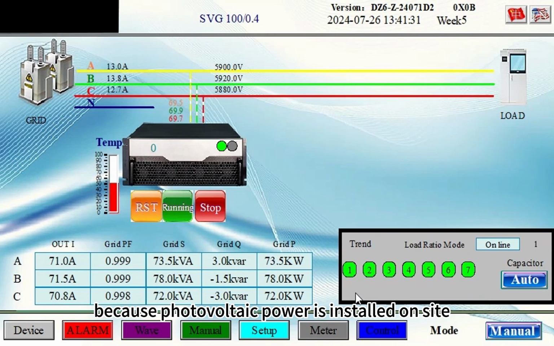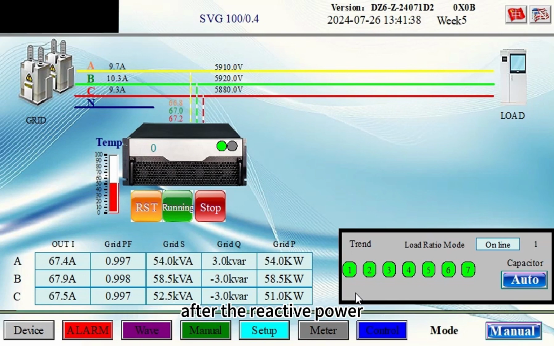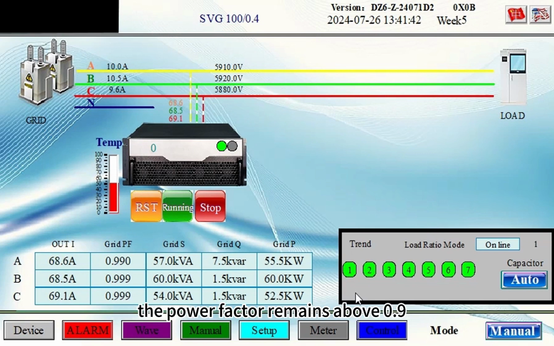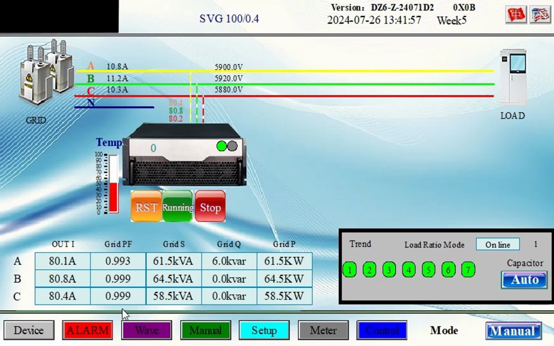Because the photovoltaic power is installed on site, the active power of the grid is very small. After the reactive power is compensated by our capacitors and SVG, the power factor remains above 0.9, and although the load fluctuated, the power factor can be maintained well.